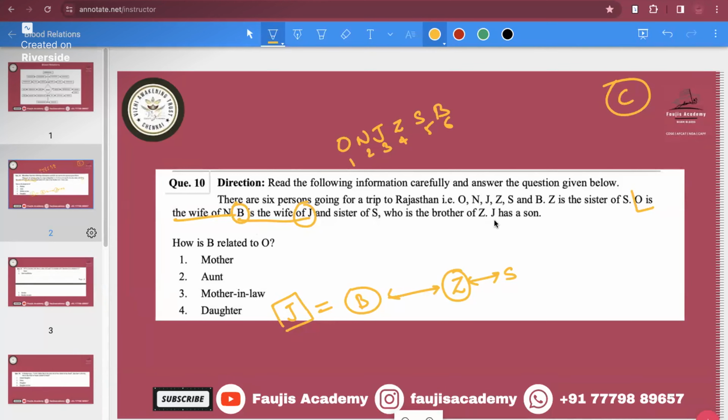And J has a son. That means J and B have a son, right? So there will be something like this.